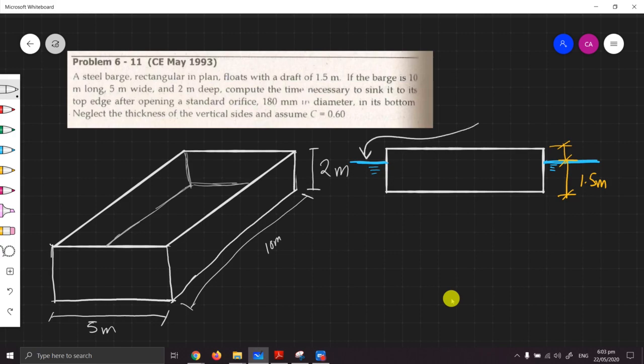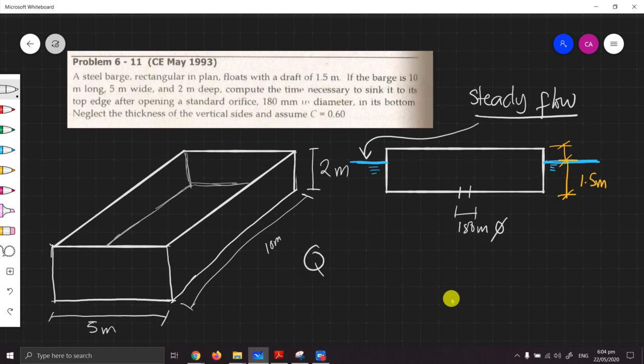Okay? So, this could be considered as steady flow. Okay? Kasi di naman nagbabago elevation. Alright? Now, a steel barge, rectangular, so meron daw butas, halimbawa, binutas dito. So, may butas na 180 mm diameter. Okay? So, gaano daw katagal yung paglubog?